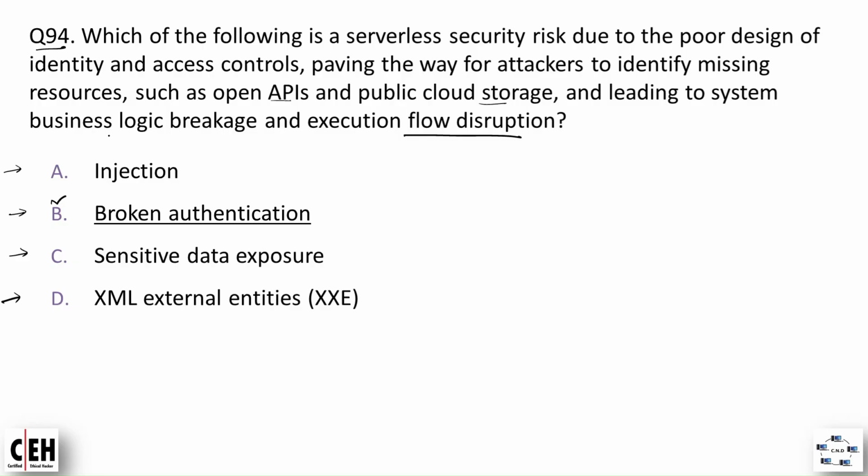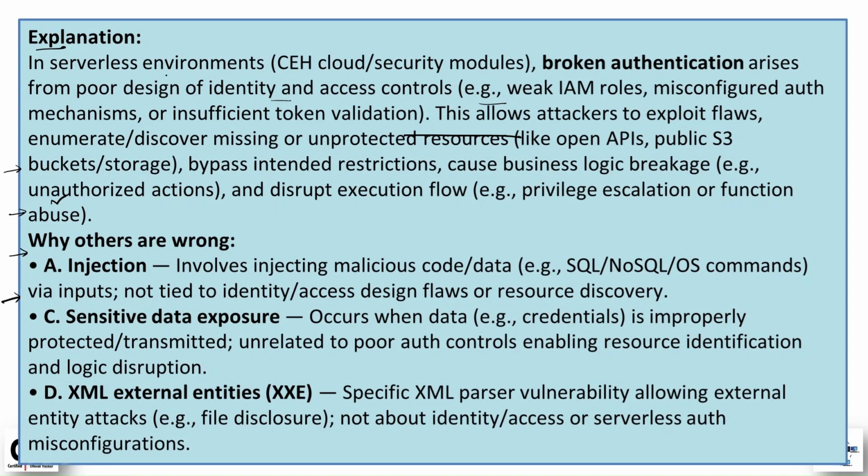Option B, broken authentication. And the explanation is: in a serverless environment, in the CEH cloud security module, broken authentication arises from poor design of identity and access control. For example, weak identity and access management roles, misconfigured authentication mechanisms, or insufficient token validation. This allows attackers to exploit flaws, enumerate and discover missing or unprotected resources like open APIs and public S3 bucket storage, bypass intended restrictions, cause business logic breakage, for example unauthorized action, and disrupt execution flow, for example privilege escalation or function abuse.